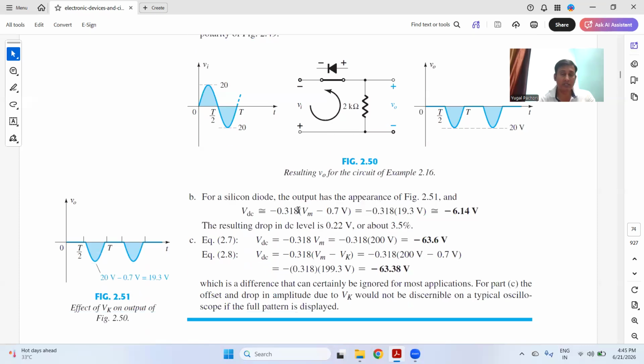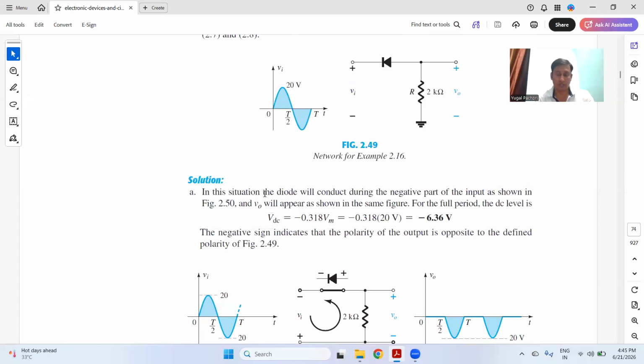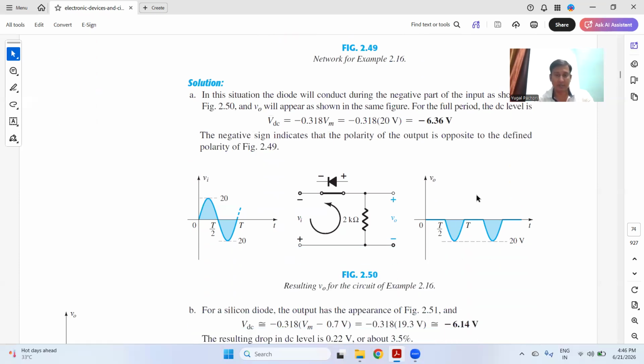These are examples like the ones we have just understood for the working of the half wave rectifier. So you can do these examples of the half wave rectifier by yourself. And if you have any doubt, you can post it in the comment section, and I'll be happy to answer them.